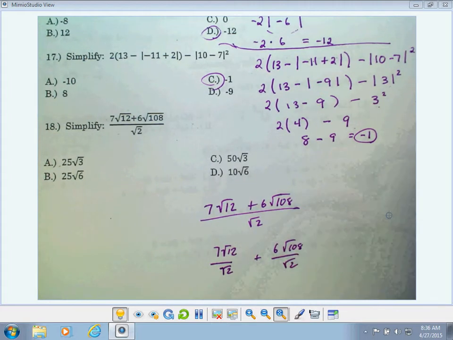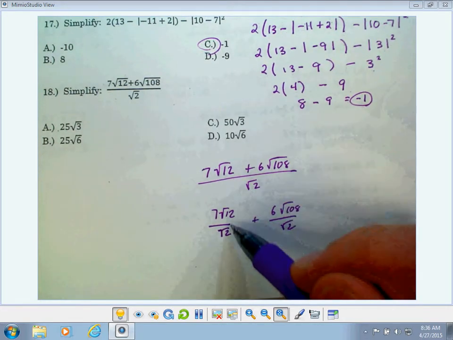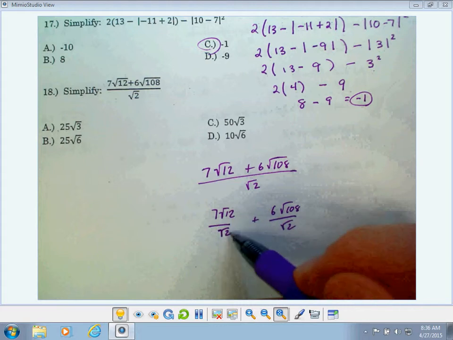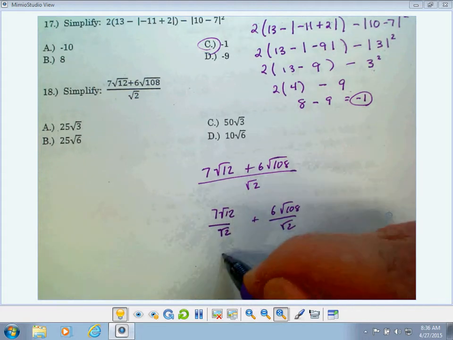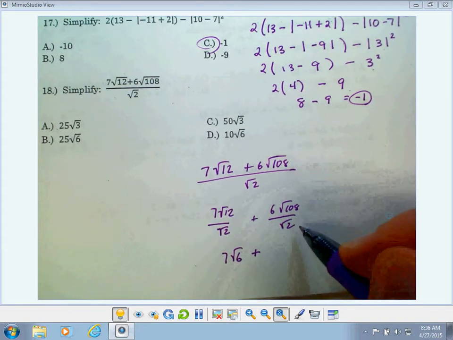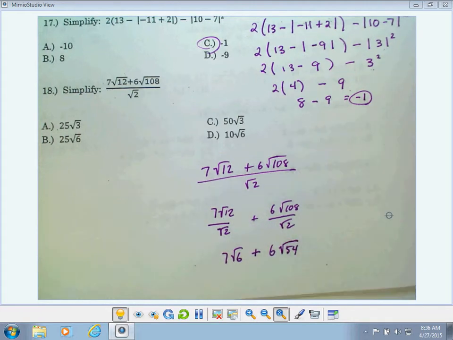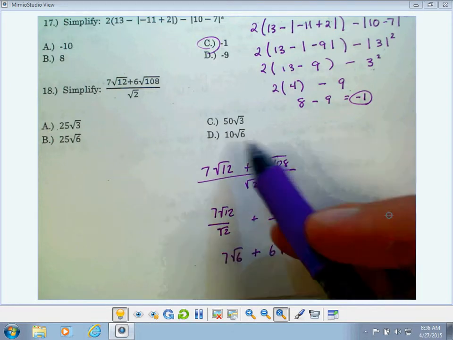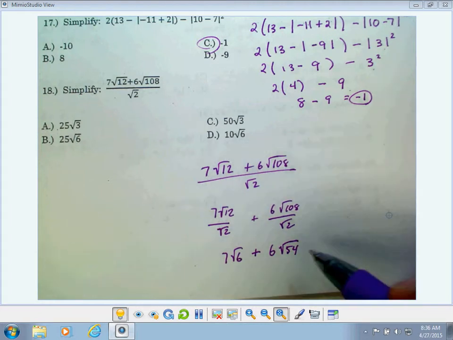Well, we can get rid of the square root of 2 on the bottom by doing this. This is basically under one square root. You can divide this. So square root of 12 divided by square root of 2, that's going to be square root of 6, times 7. Plus, over here we can do the same thing, 6 square root of 54. So that actually gets rid of the square roots on the bottom right away. That's good news, because if you look at our answers, none of them have a square root in a denominator. So the only question now is, how can we split this up?